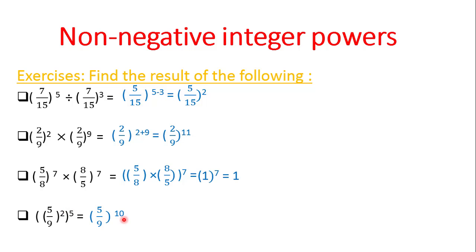So if you have the same base and a multiplication operation, add the powers and write the same base. If you have the same base in a division operation, then write the same base and subtract powers. If you have different bases but the same power, you can perform the operation, multiplication or division, first, then raise to the same power. Finally, if you have a rational number raised to a power, then the result raised to another power, you will multiply the powers and write the same base.